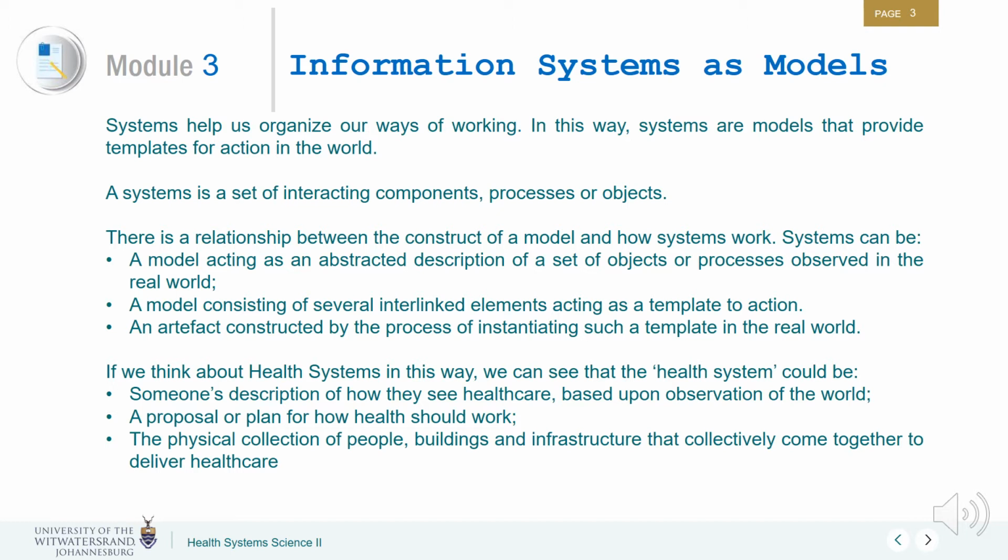The system can also be seen as a model consisting of several interlinked elements acting as a template of action. So let's think about a proposal or a plan for how health should work. Perhaps a policy that is trying to be implemented within the health system. We have to think about many different component parts that would have to be drawn together to make that policy successful. It would have to be financed. We would need to have people in place. We would need to have people trained. We would need to have medicines and technologies available in order for that policy to be properly implemented.